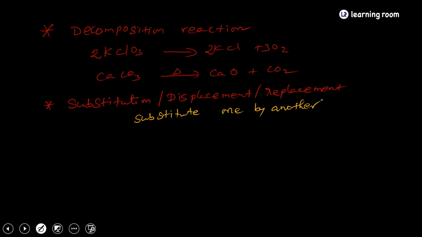Okay. So in the case of metals, the more reactive metal displaces the less reactive metal first. So then the reaction is called a displacement reaction. For example, you have zinc as well as copper. So what happened? Zinc is more reactive than copper.